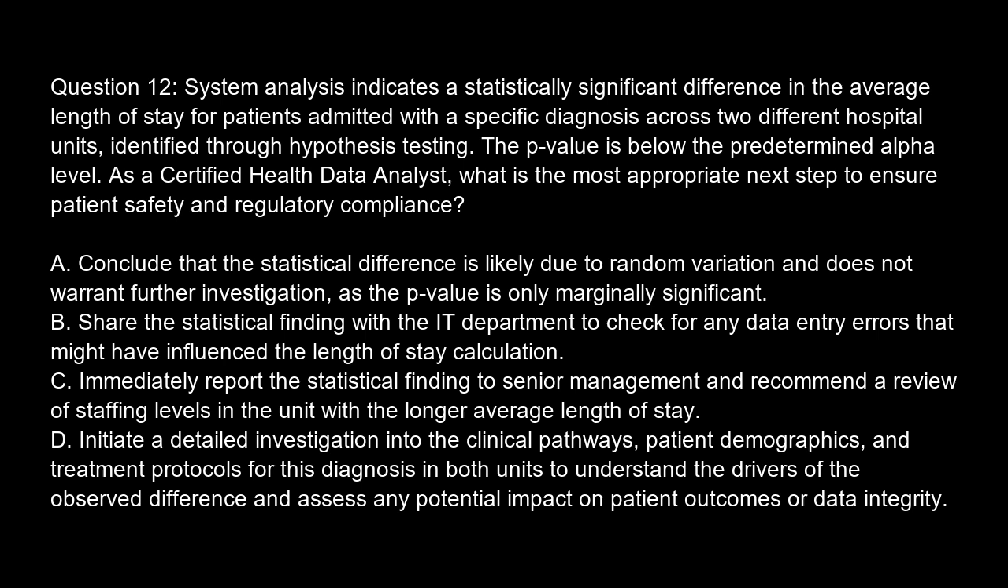Option A. Conclude that the statistical difference is likely due to random variation and does not warrant further investigation, as the p-value is only marginally significant. Option B. Share the statistical finding with the IT department to check for any data entry errors that might have influenced the length of stay calculation. Option C. Immediately report the statistical finding to senior management and recommend a review of staffing levels in the unit with the longer average length of stay. Option D. Initiate a detailed investigation into the clinical pathways, patient demographics, and treatment protocols for this diagnosis in both units to understand the drivers of the observed difference and assess any potential impact on patient outcomes or data integrity.